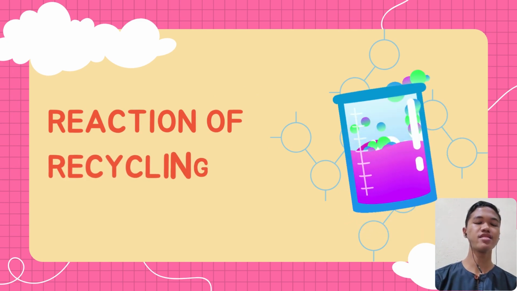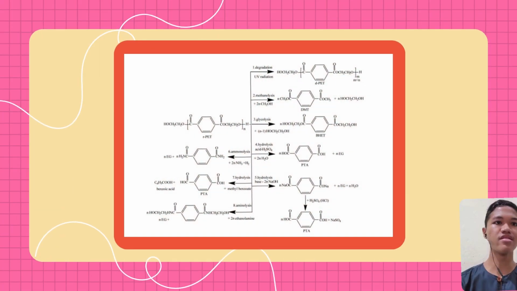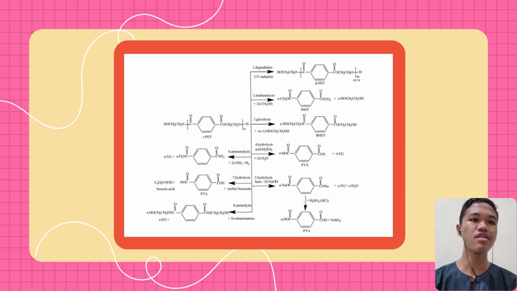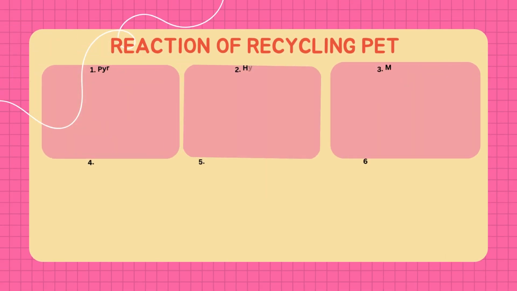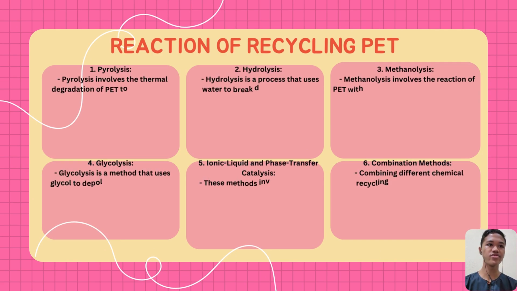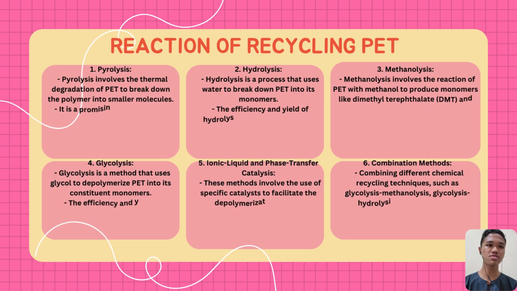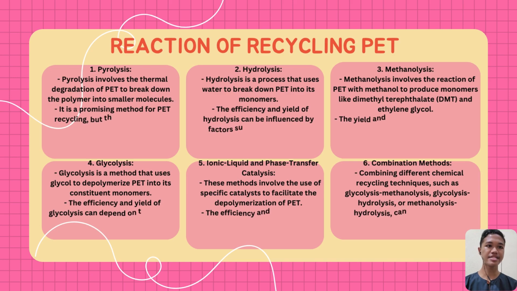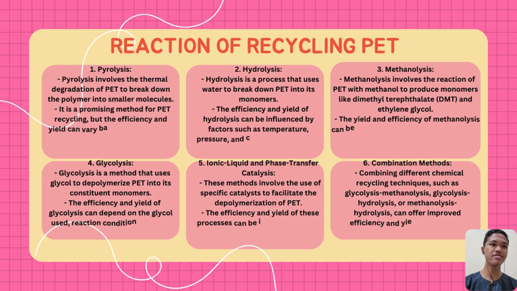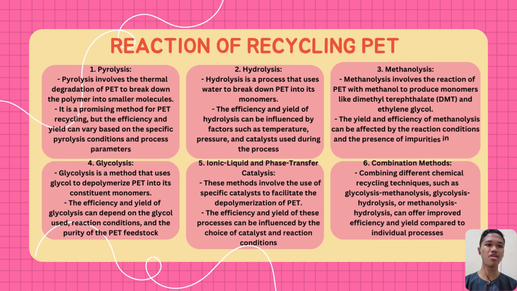Now I'm going to explain the reactions of recycling PET. There are several ways to recycle PET. Firstly, pyrolysis. Pyrolysis involves the thermal degradation of PET to break down the polymer into smaller molecules. It is a promising method for PET recycling, but the efficiency and yield can vary based on the specific pyrolysis conditions and process parameters.